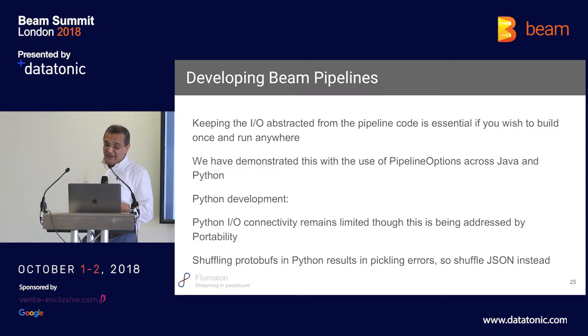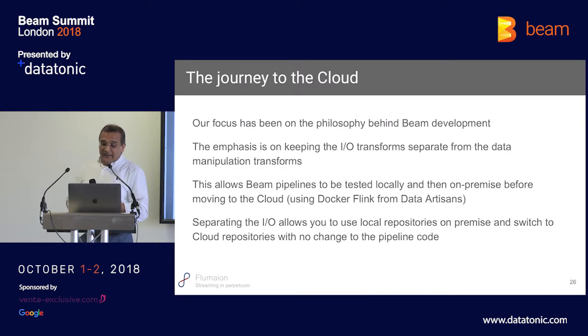That will change. One of the striking things is you can't shuffle protobufs inside Python. You do get pickling errors. You will be restricted to shuffling JSON objects within Python and converting to protobufs only at the point you need the protobuf. So it's not a Beam problem, it's a Python problem.